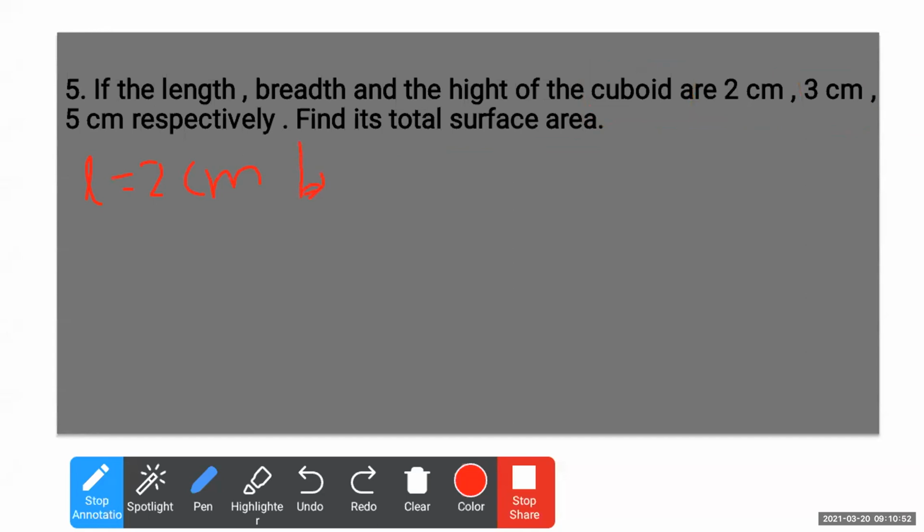breadth is equal to 3 centimeter, and height is equal to 5 centimeter. Now the formula: total surface area of a cuboid is equal to 2 into length into breadth, plus breadth into height, plus height into length.